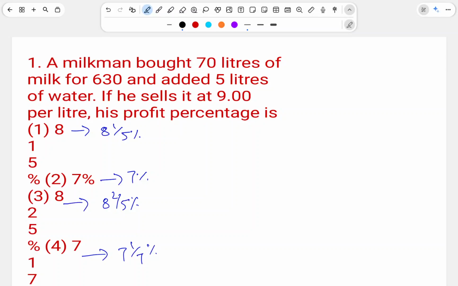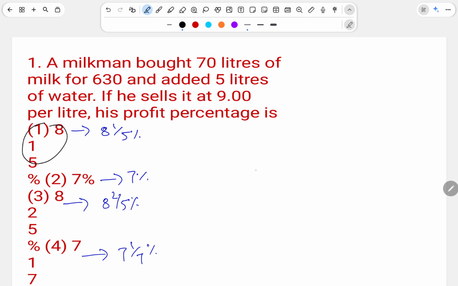Questions on profit and loss. A milkman bought 70 liters of milk for 630 and added 5 liters of water. If he sells it at 9 rupees per liter, his profit percentage is... actually, here the percentage was not printed correctly, so I wrote it. First option is 8, and 8 1 by 5, second option 7 percentage, third option 8 2 by 5, fourth option 7 1 by 7.